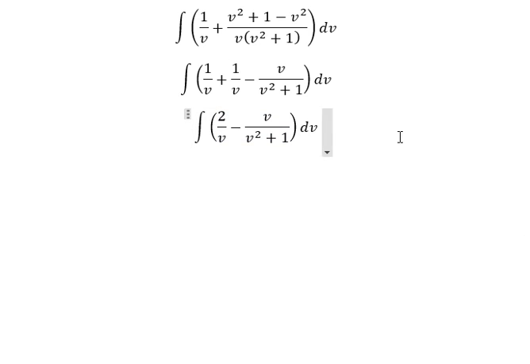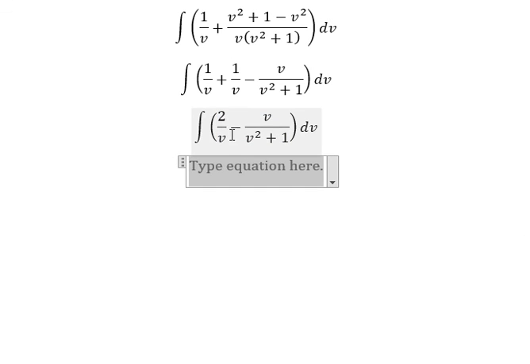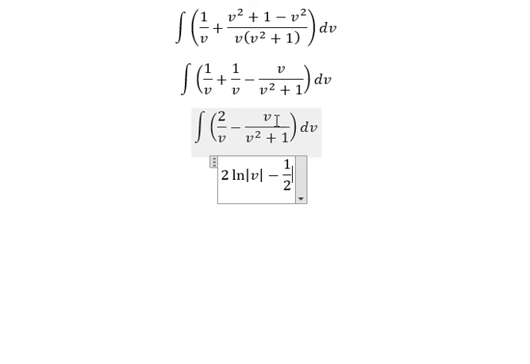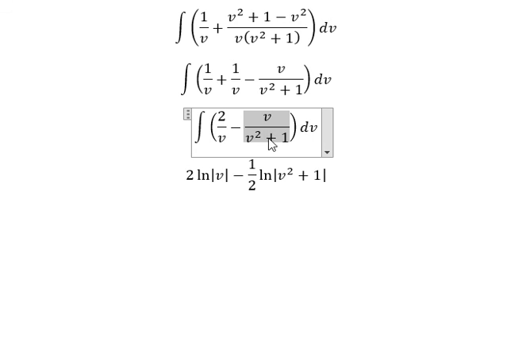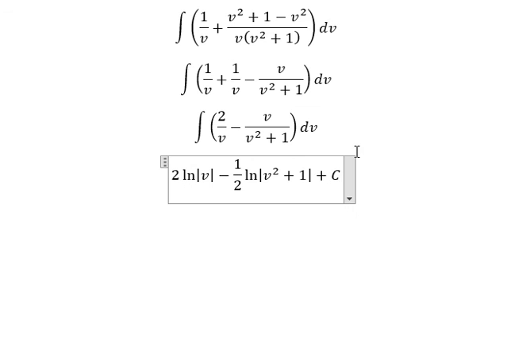And now we have the final answer. The integration of 2 over v, you get 2 ln of the absolute value of v minus 1 over 2, and this is ln of the absolute value of v squared plus 1, because if we do this integration, you get this one in here, and we put c.